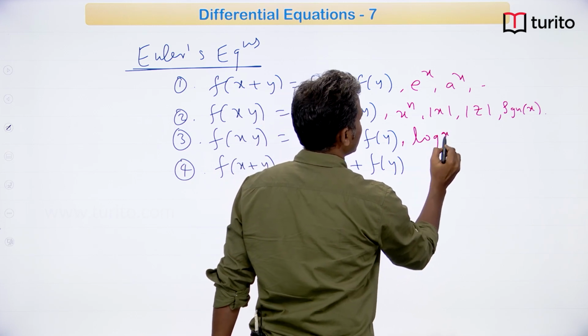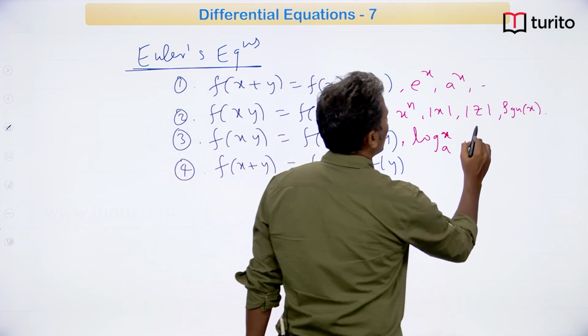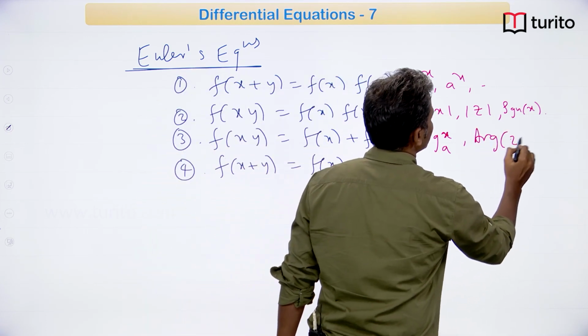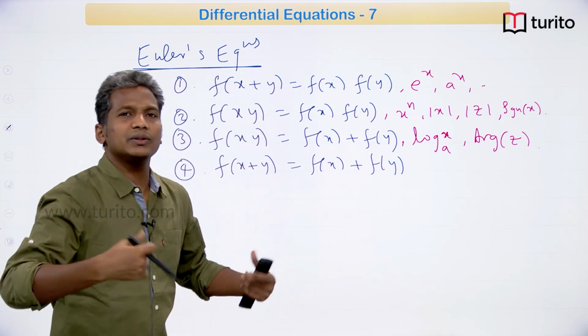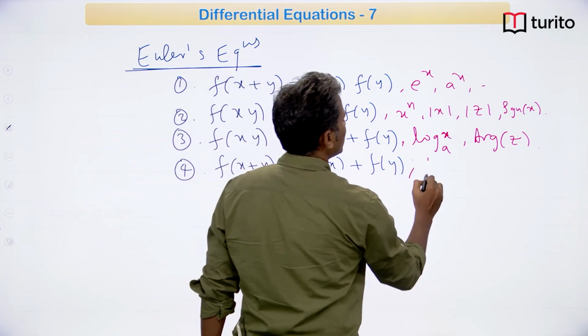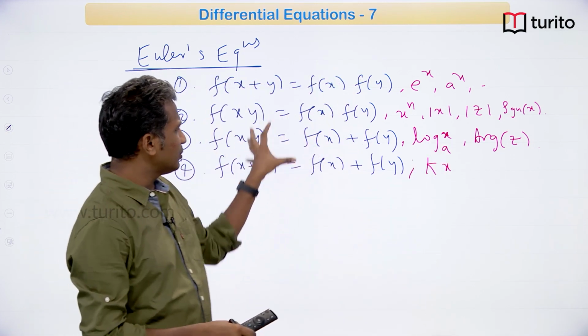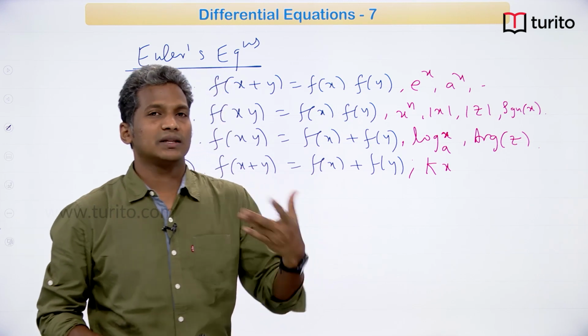We should always take the general base. Okay. Or we can also get argument of z, this is complex function. Okay. And based on that you can search for the other properties also. What about this function? It is going to be kx. Okay. So, this way you need to remember these forms to guess the function.